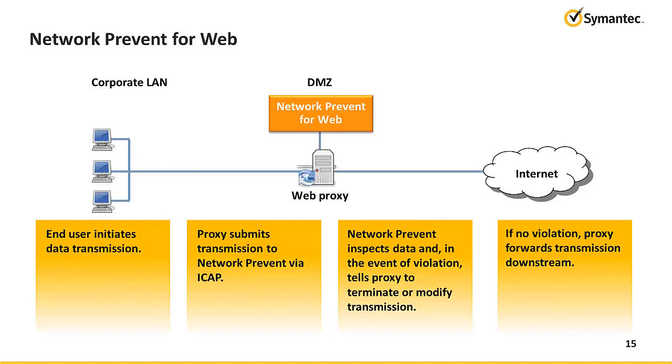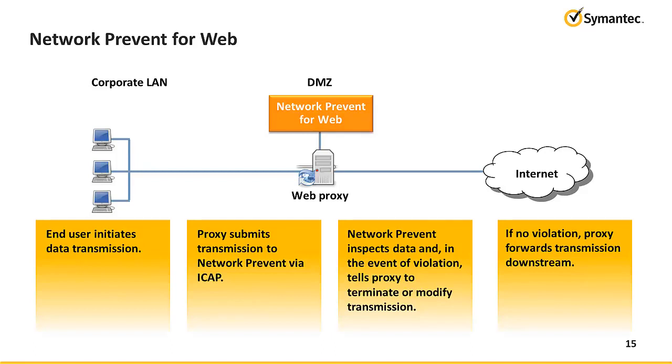Network Prevent for Web can process an organization's outgoing as well as incoming transactions. For outgoing HTTP or HTTPS requests, such as web emails and blog posts, Network Prevent for Web can monitor, block, or perform content removal on these requests. It can also monitor or block FTP requests.